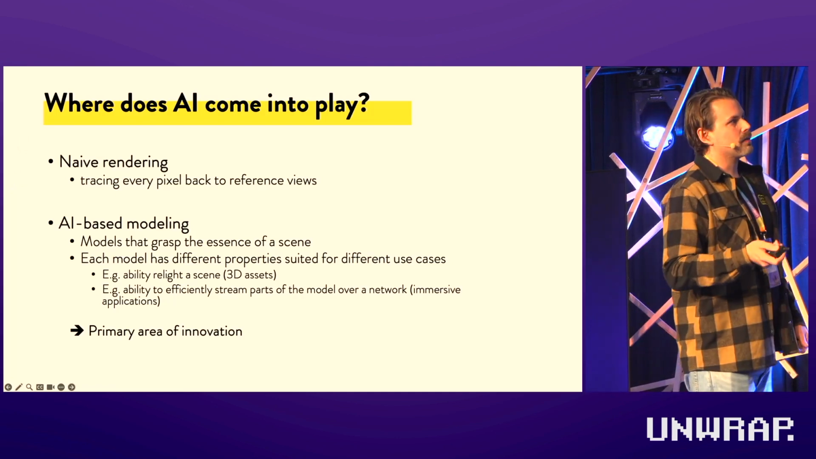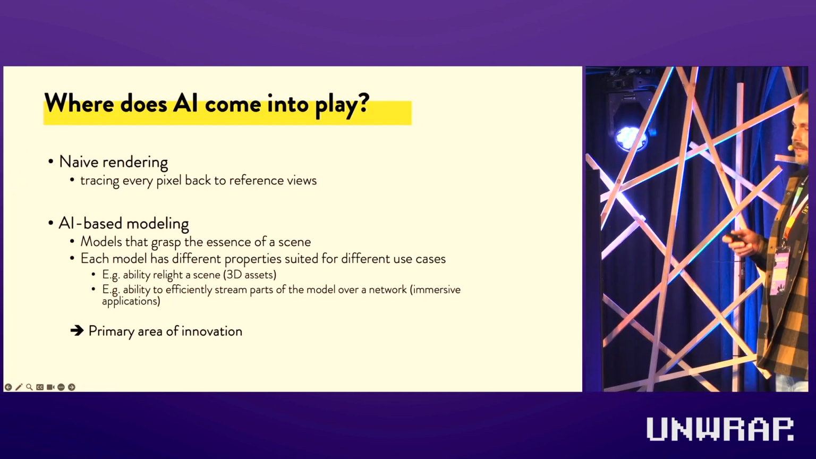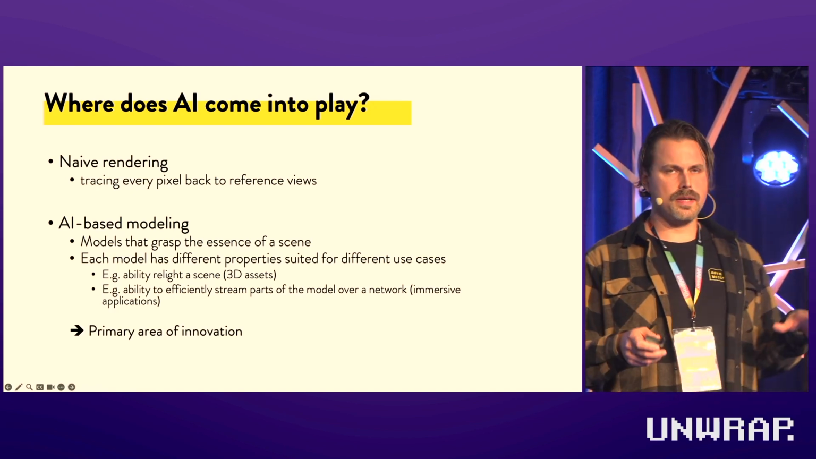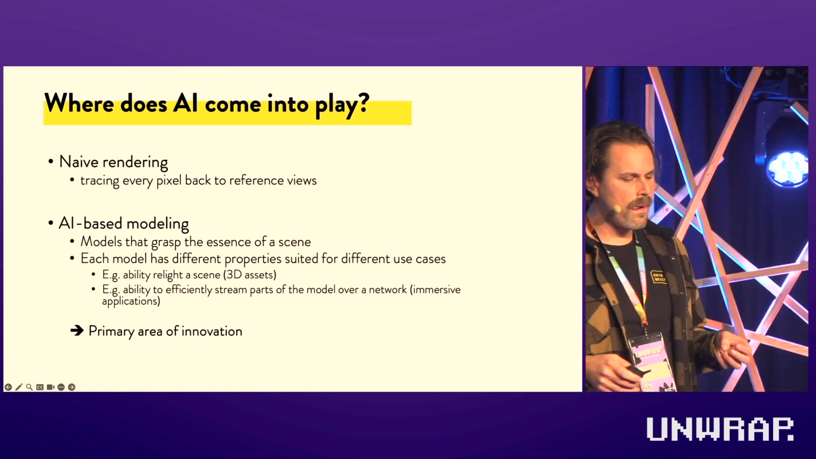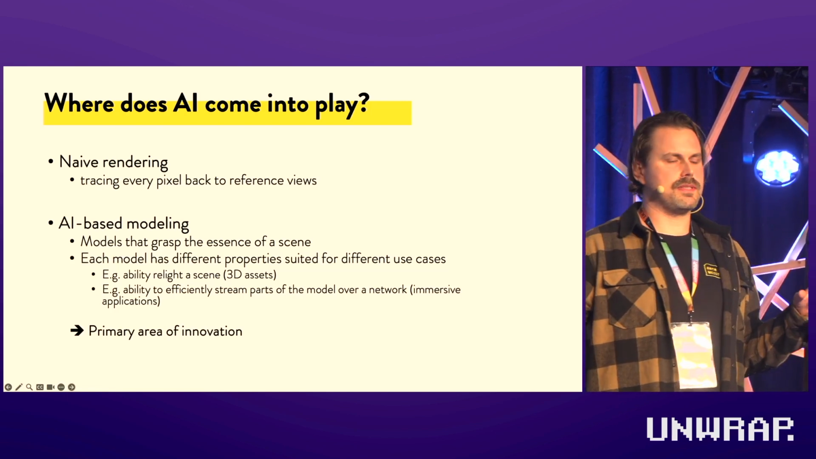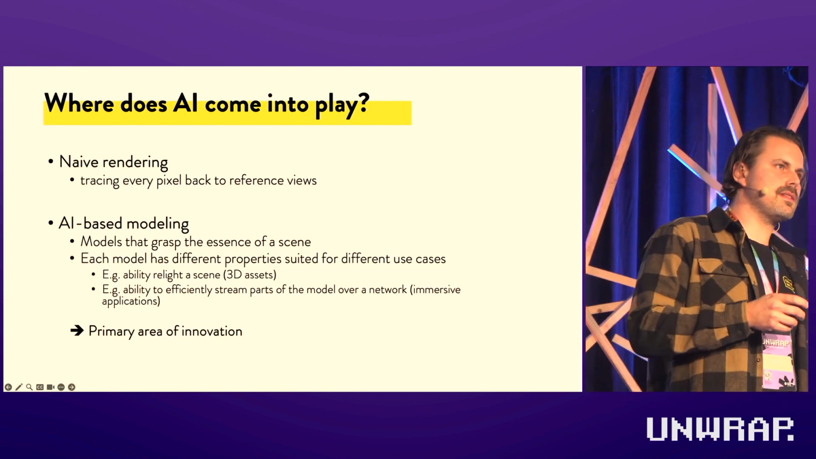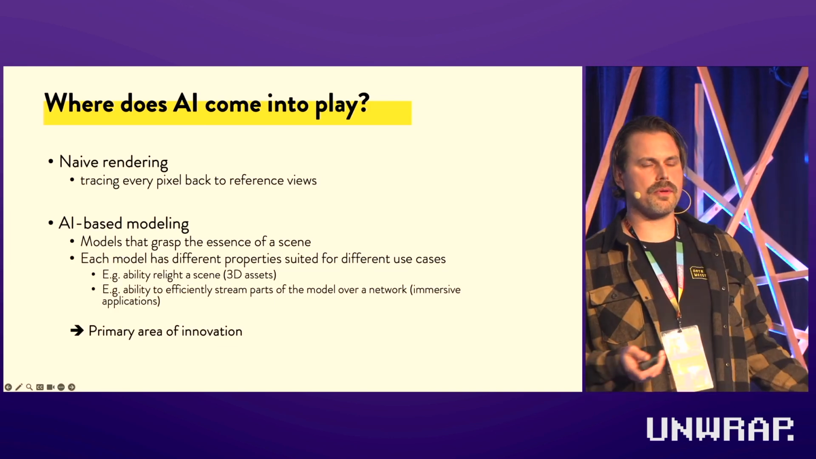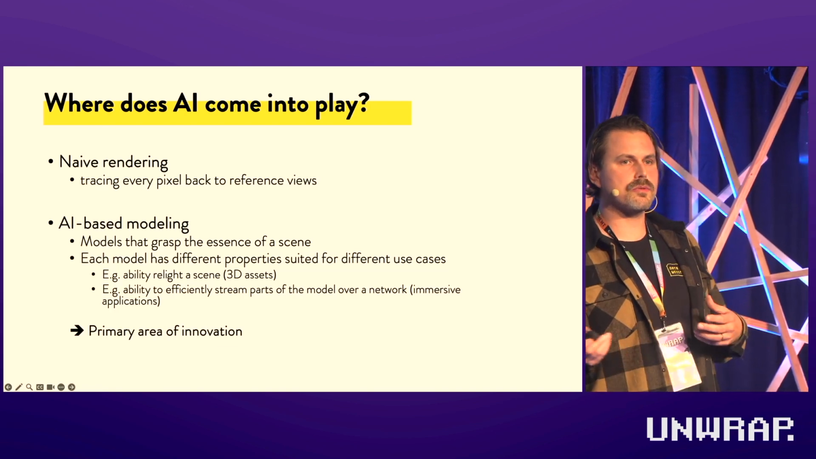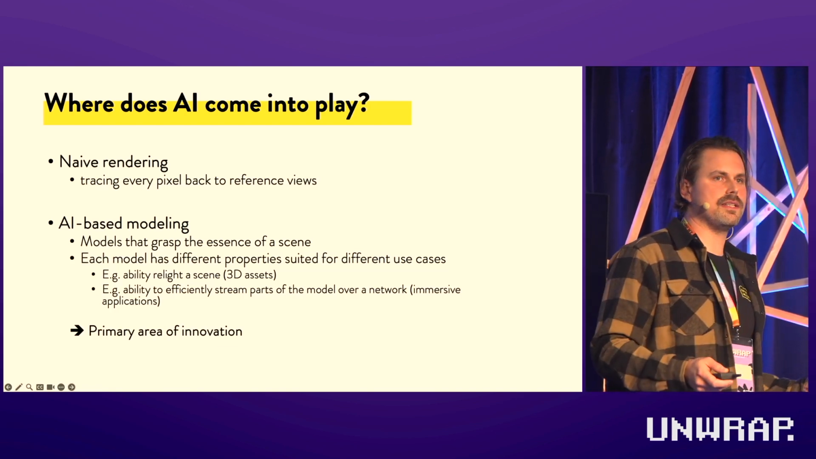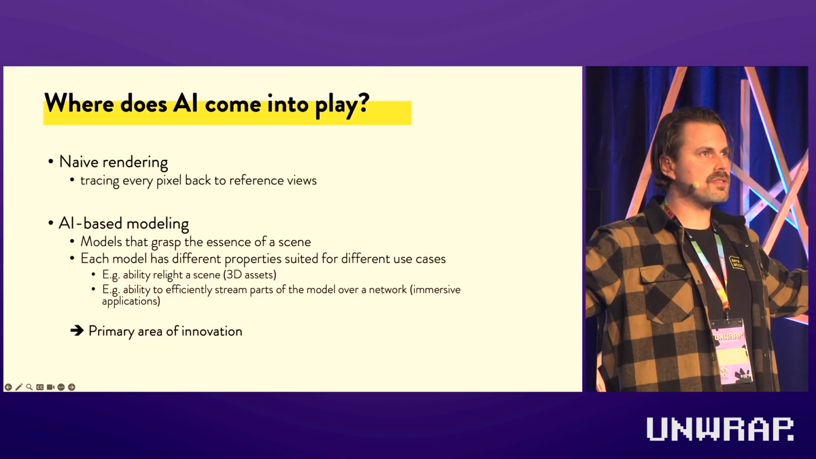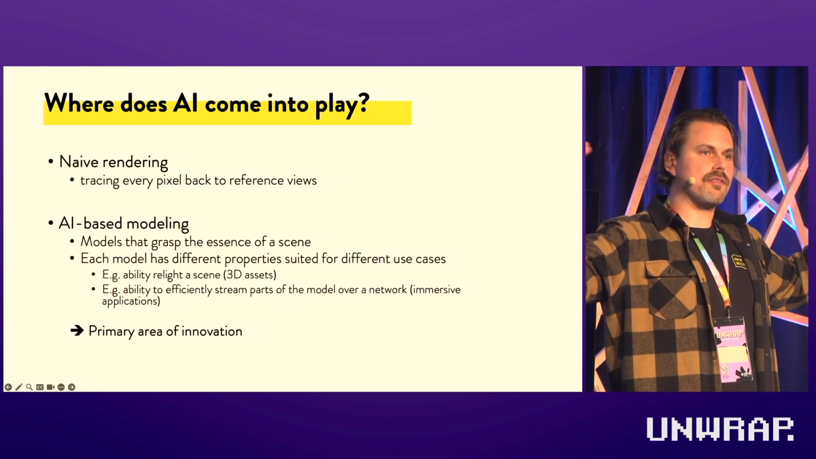But where does AI come into play? It's basically, AI is great in filling in the gaps. It grabs the essence of a scene. And also, you can build different models for different purposes. So for example, where we had the environments, the 3D assets, you would probably want to have different requirements for what you want to do with it. For example, if you want a 3D asset, you might want to have the ability to relight your asset. Whereas if you have a scene, an environment, you actually want to capture the light from it.